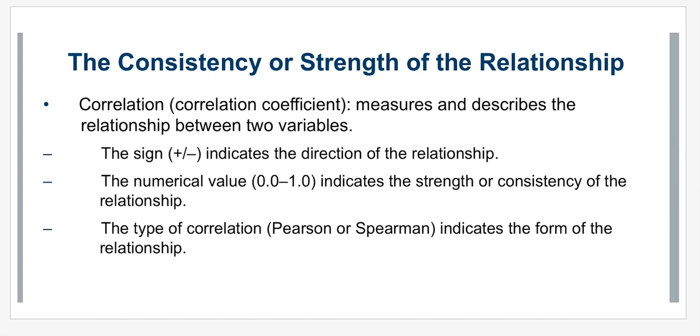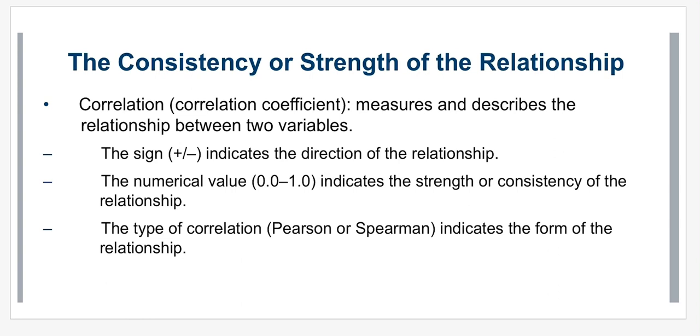So the third characteristic of the correlation coefficient is the consistency or strength of the relationship. How strongly the variables are related to each other, how much one variable moves with the other as they change. Again, the correlation coefficient measures and describes the relationship between the two variables, right? This is just the review here. The sign that I was just talking about, positive or negative, indicates the direction of the relationship.